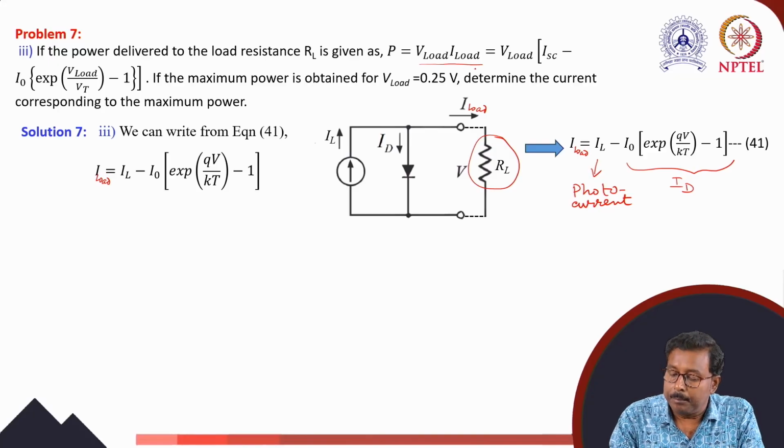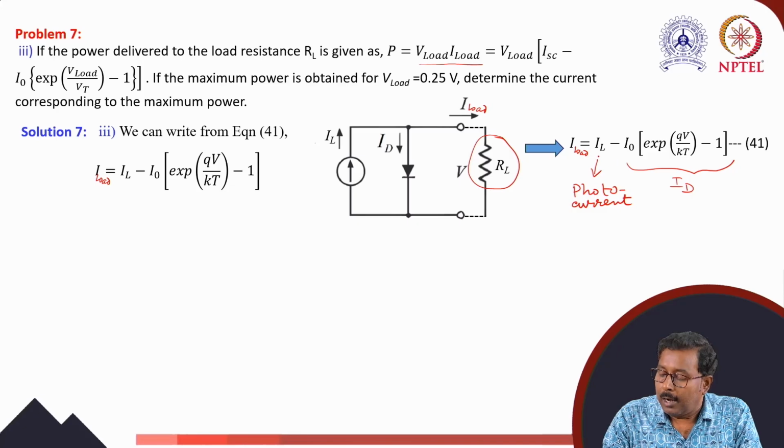So V load into I load. I load is nothing but ISC minus I0 exponential QV by KT. This V is nothing but the load voltage. The voltage appearing across these two terminals is also appearing across the diode. So in the diode current expression QV by KT, that V is nothing but this VL, the V load, the same voltage. This is V load.